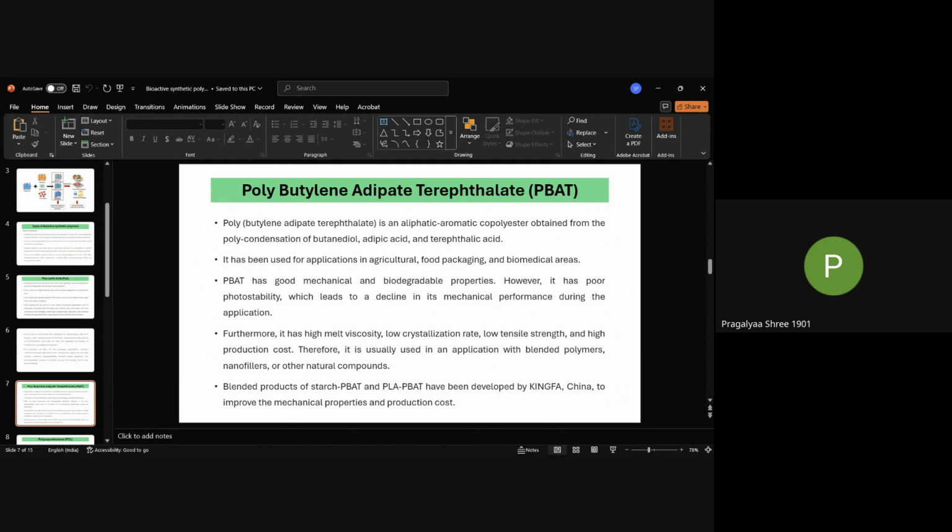Therefore, it is usually used in applications with blended polymers, nanofillers, and other natural compounds. So it is used with other polymer blends. It is not used as a single material. Blended products such as starch-PBAT and PLA-PBAT have been developed in China to improve the mechanical properties and production cost. It's a polymer material developed by China. Here they have blended starch-PBAT and PLA-PBAT together to produce another polymer which exhibits higher mechanical properties than the other one.